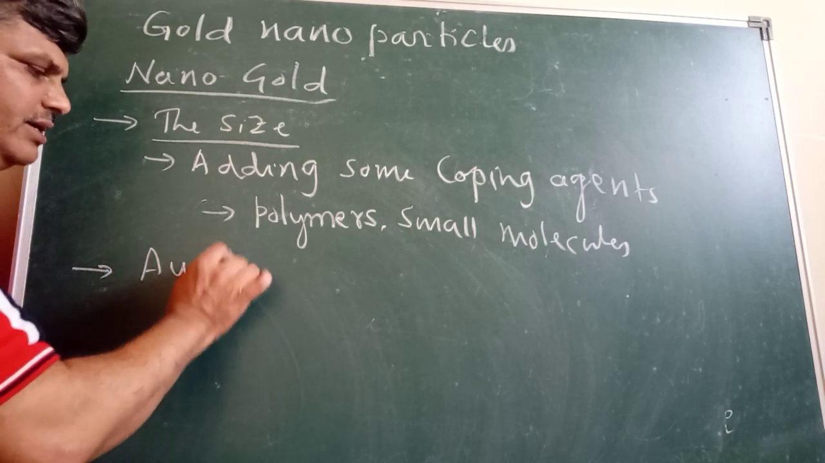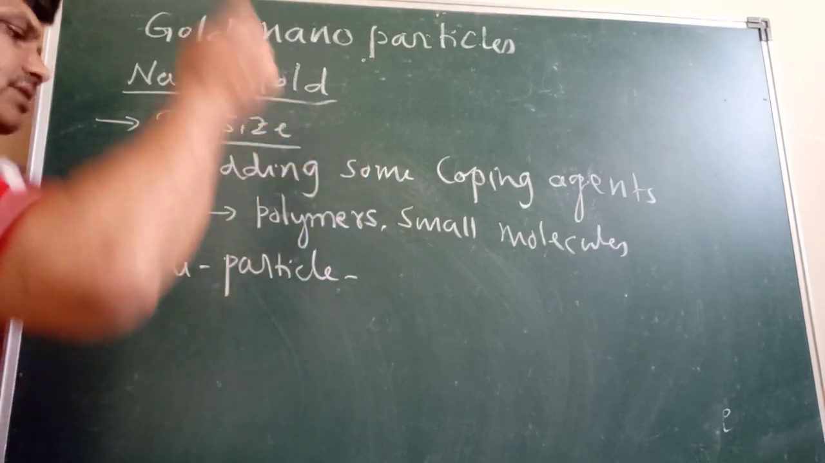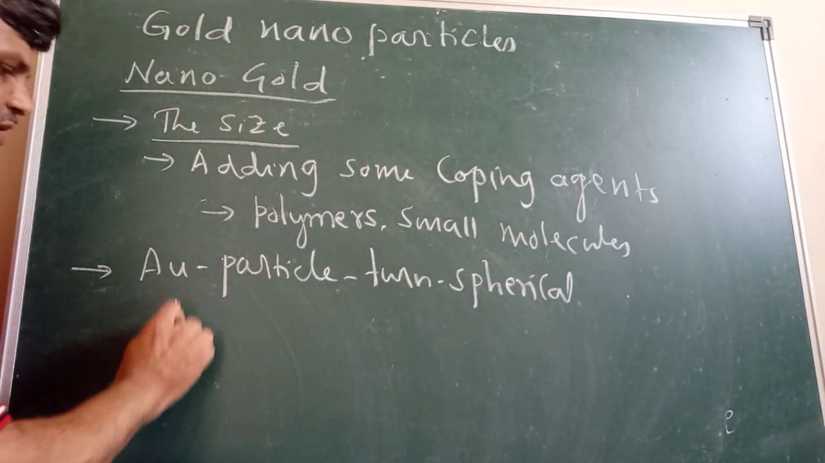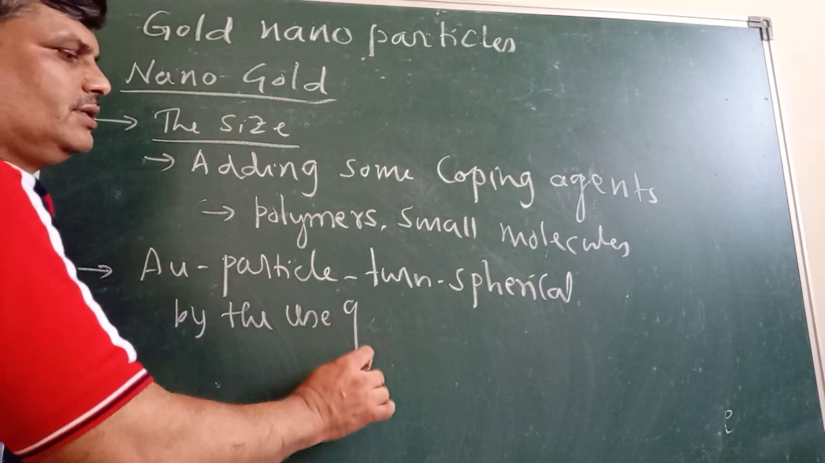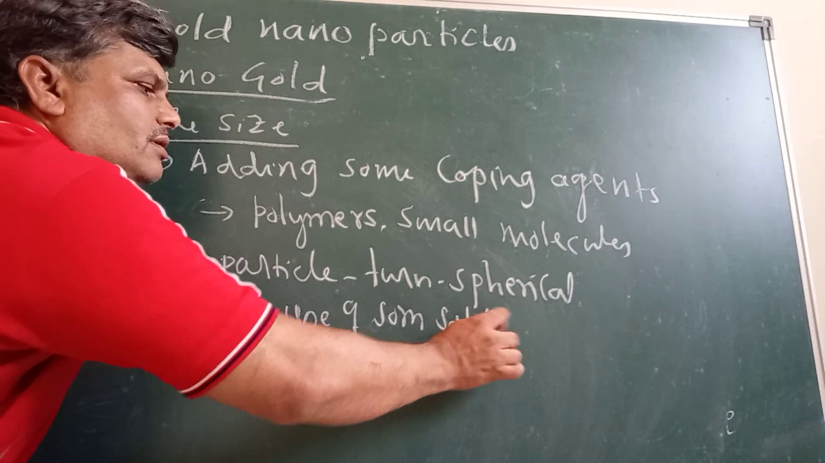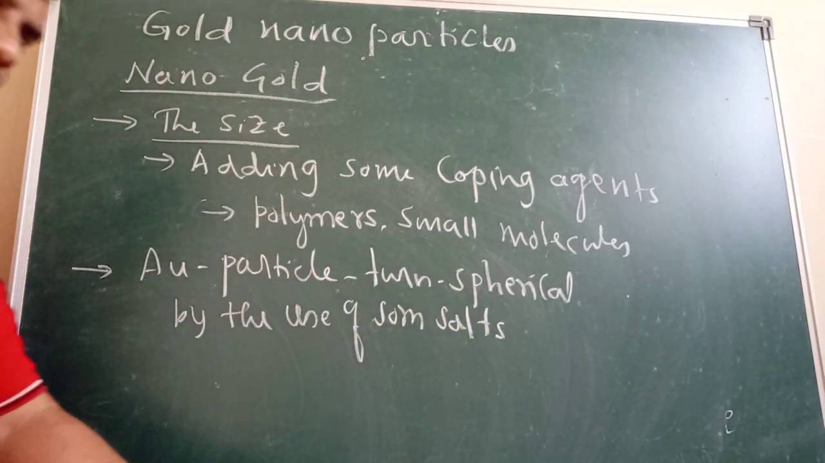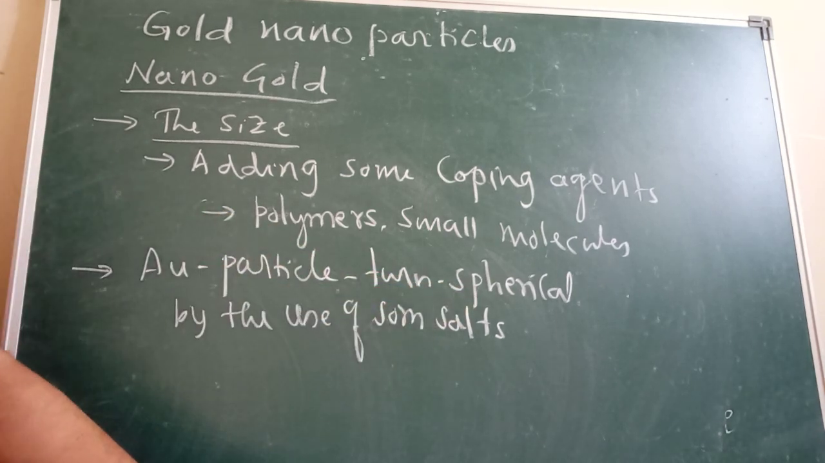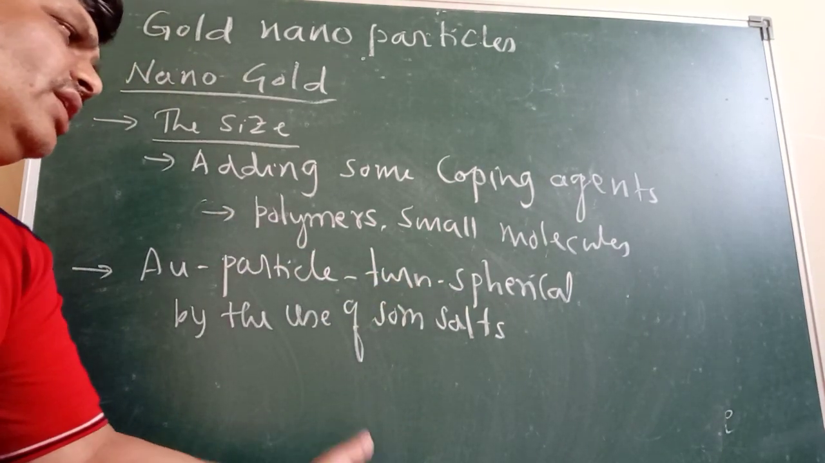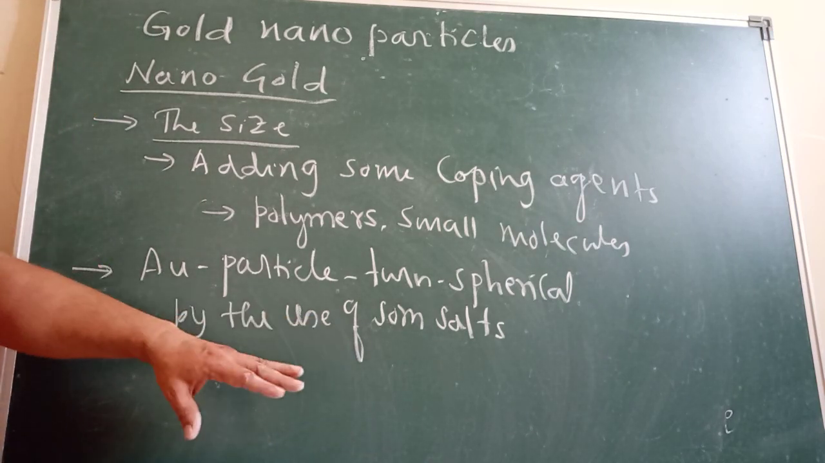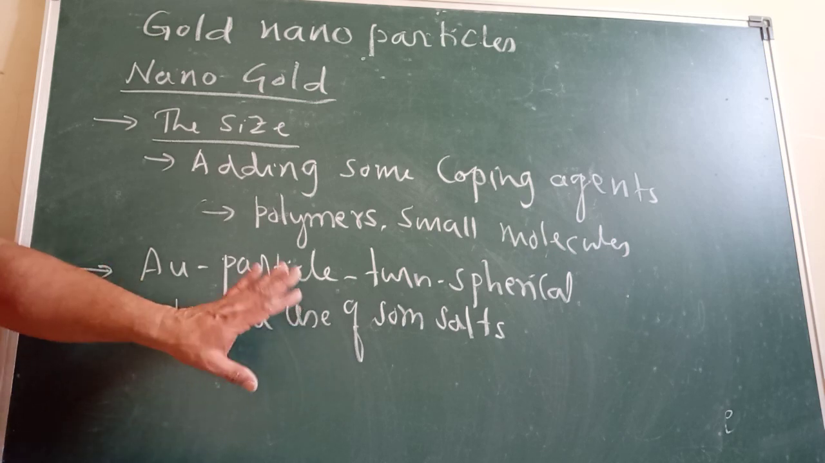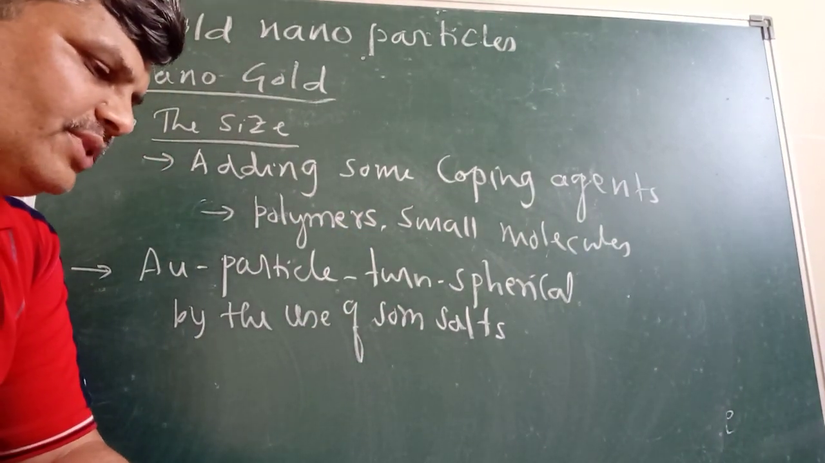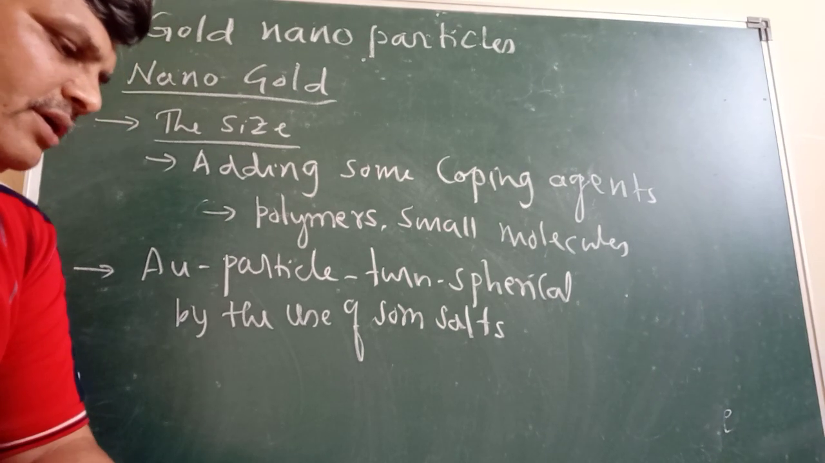This is Au, the gold nanoparticles. They turn spherical by the use of some salts. So we can also make the gold nanoparticle in spherical shape. Normally, the salts are also the residual reducing agent, and by adding more and more salt, the nanoparticles become spherical. Okay.